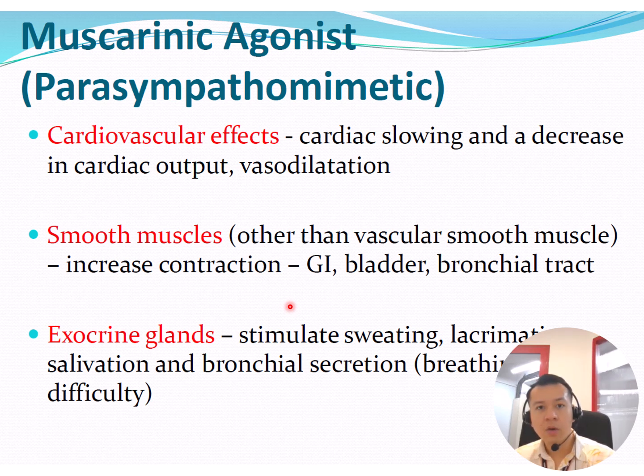When it comes to the exocrine glands, muscarinic agonists stimulate secretion. This includes sweating, salivation, lacrimation and bronchial mucus production. In some cases, it can lead to breathing difficulty in certain patients as well.